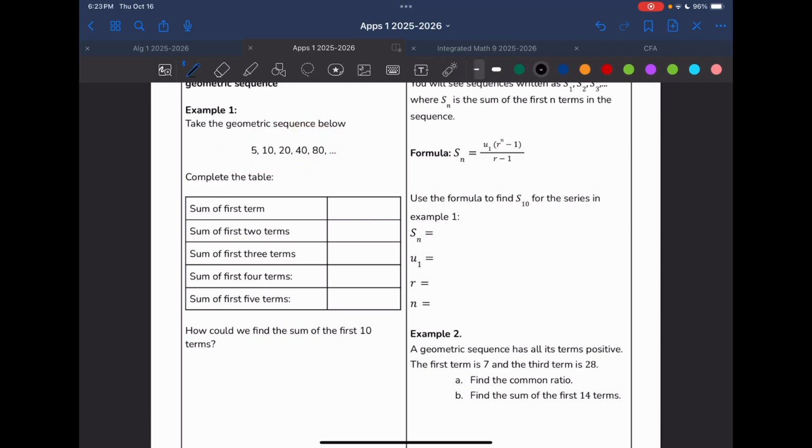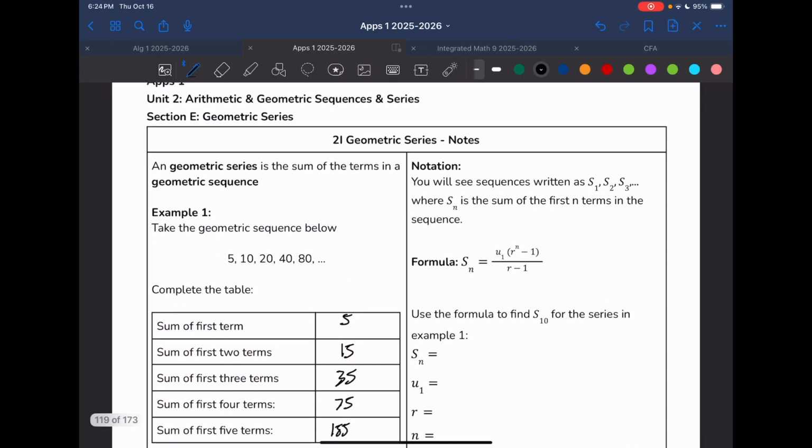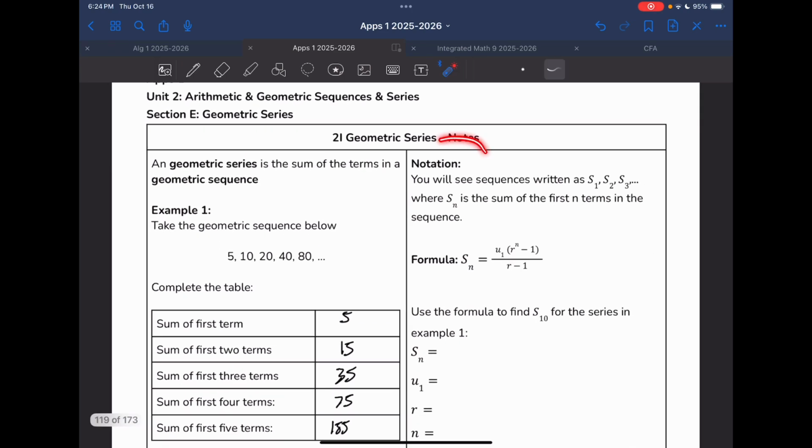So the sum of the first term is 5, the sum of the first two terms is 15, then we add 30 and we get 35, then we get 75, and we get 155. How could we find the sum of the first 10 terms? Well, we could continue on with this pattern, right? We would need to find every term between u1 and u10 and add them all up, and no one has time for that. So instead, we're going to use this formula.